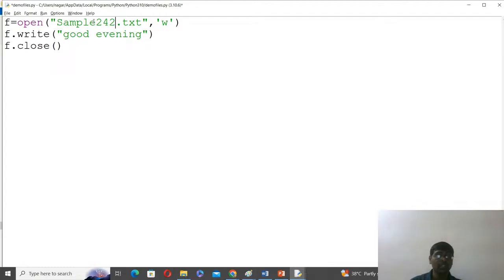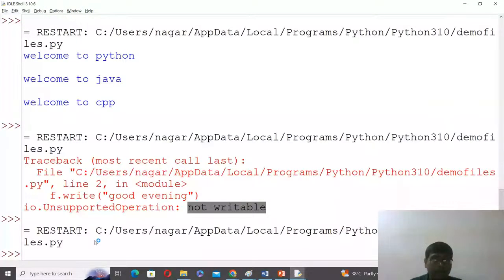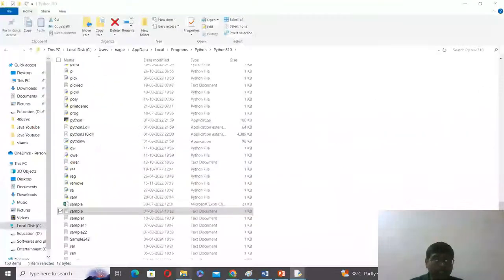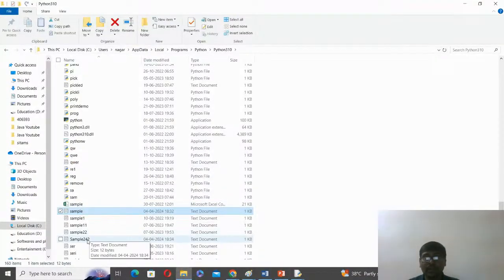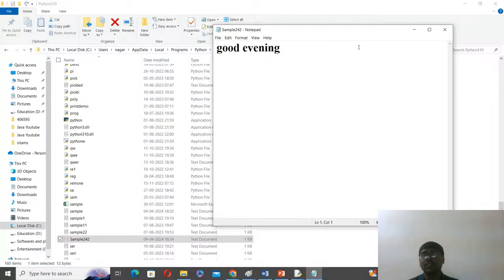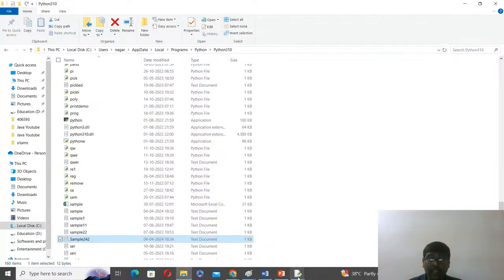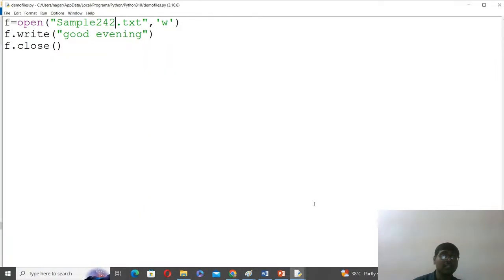In the write operation, it does not give any error. Now check, previously 242 was not available. Check whether the 242 file is available now, open. So what information did I write? Okay, close. Now the next one, the last mode, is append mode.